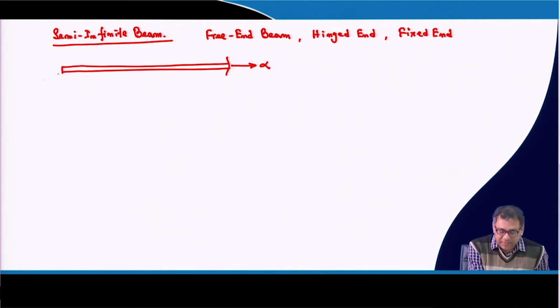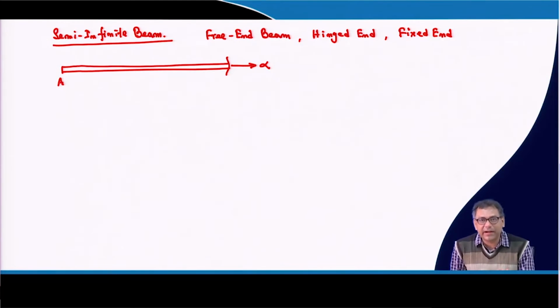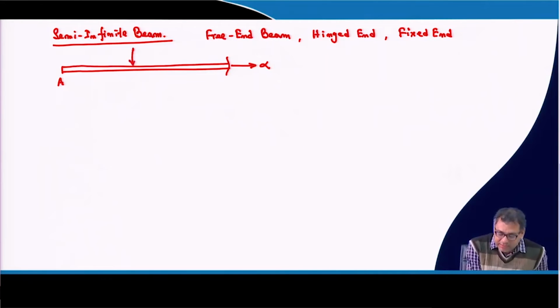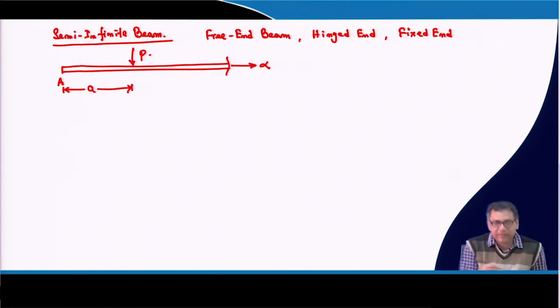That means there is a free end at point A, say. So, there is an end condition, it is not infinite, and there is a load acting, say P, at a distance of say a from this free end.